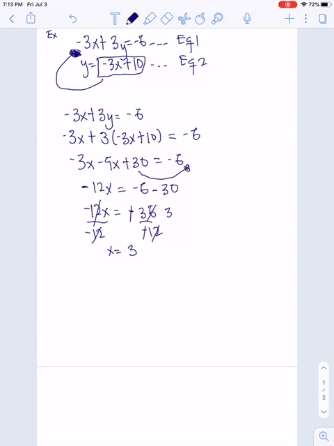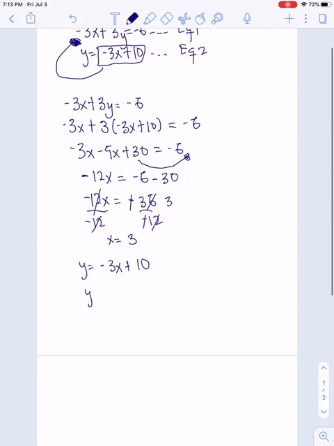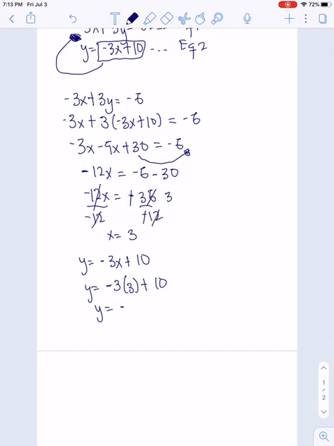So now we're going to plug it into either one of the equations. In this situation, I'm going to pick equation 2. So I'm going to rewrite equation 2 as y equals negative 3x plus 10. When I plug in 3 for x, I'll get y equals negative 3, open parentheses, 3, plus 10. And simplifying this down, negative 3 times 3 will be negative 9, and negative 9 plus 10, and y equals positive 1. So our answers will be x equals positive 3 and y equals positive 1.